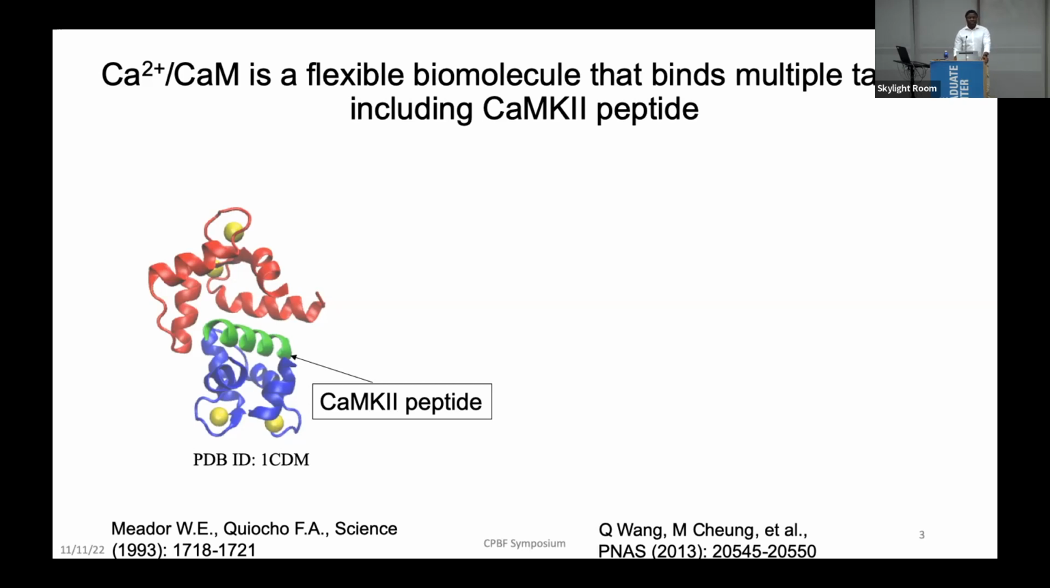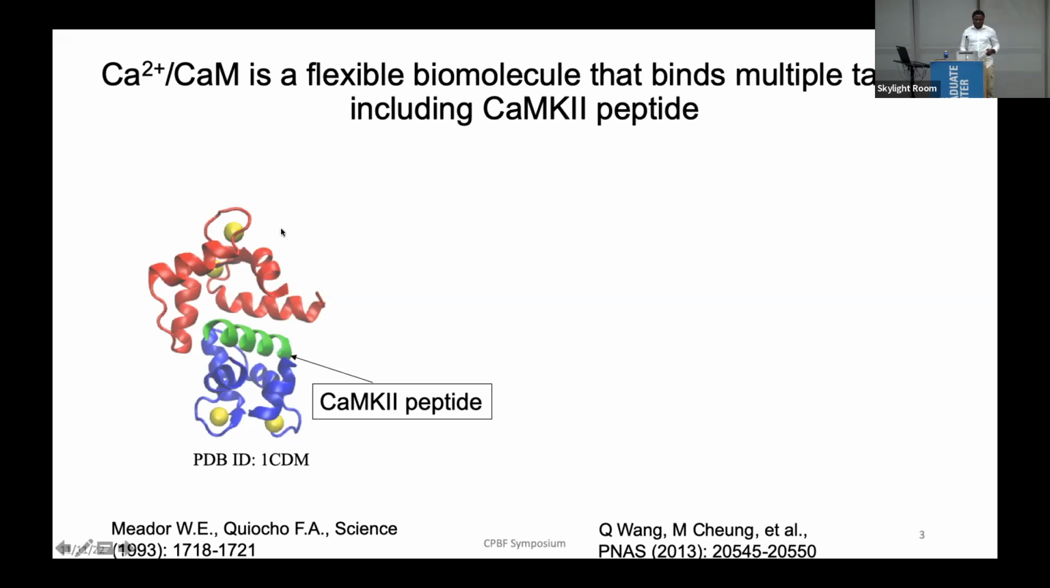Due to the large size of CAM-kinase 2, only the calmodulin binding domain of CAM-kinase 2 is often used to study its binding properties with the calmodulin. Here, I'm showing you the resolved structure of the complex between the calmodulin and the binding domain of the calmodulin, from the CAM-kinase 2. You can see that the calmodulin wraps around the peptide and forms this compact structure.